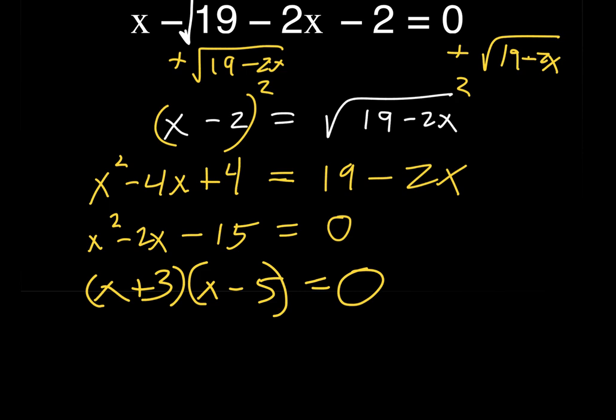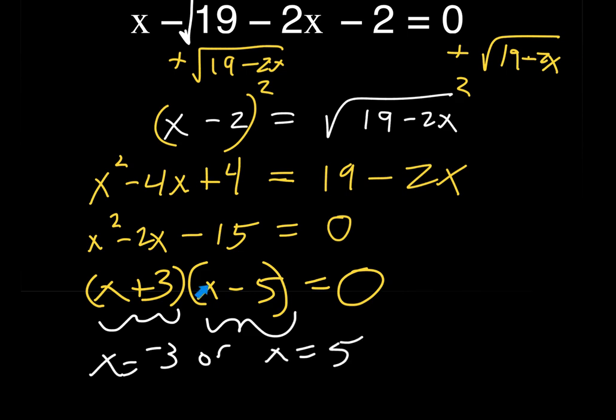But then I say, this equals 0, which means I have two things. I got this block times this block multiplying to get 0, which means either this is 0 or this is 0. Which means x is either negative 3, because if I put negative 3 plus 3, that's 0. Or x is 5, because I put 5 minus 5 is 0. 0 times it doesn't matter, whatever that is. Those are my two solutions.